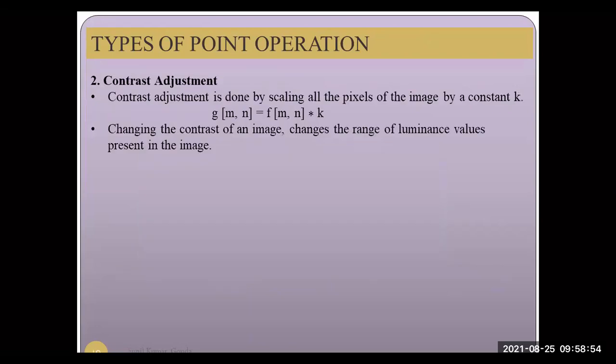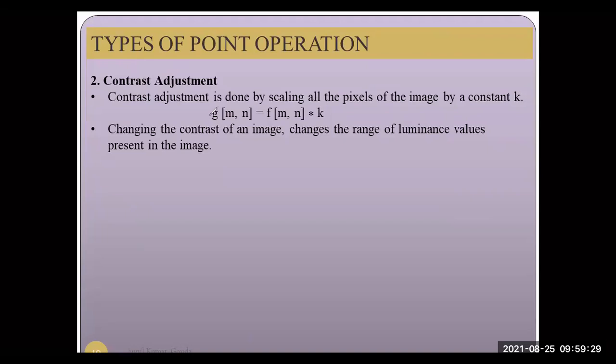How can we adjust the contrast of the image? This is the second type of point operation that we are performing, which is contrast adjustment. It is very similar to what we have studied for brightness. Here we perform a scaling on all the pixels. Contrast adjustment is done by scaling all the pixels of the image by a constant k.